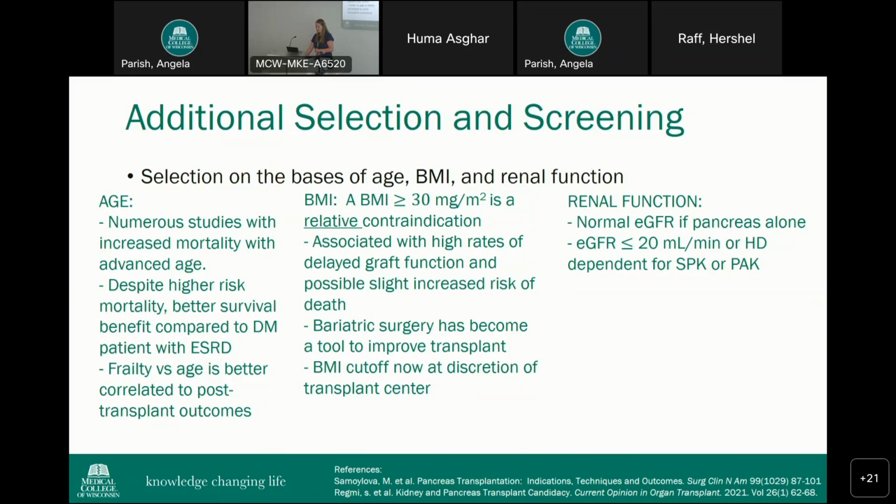Also taking into account BMI, it was relatively recently that BMI became more of a relative contraindication. It used to be more of an absolute that a BMI over 30 was not a transplant candidate, due to the risk of graft failure and then death following transplant. However, there's newer data supporting that perhaps patients should be sent to bariatric surgery and not told a hard no on the transplant, but go to bariatric surgery first and then come for an organ transplant.